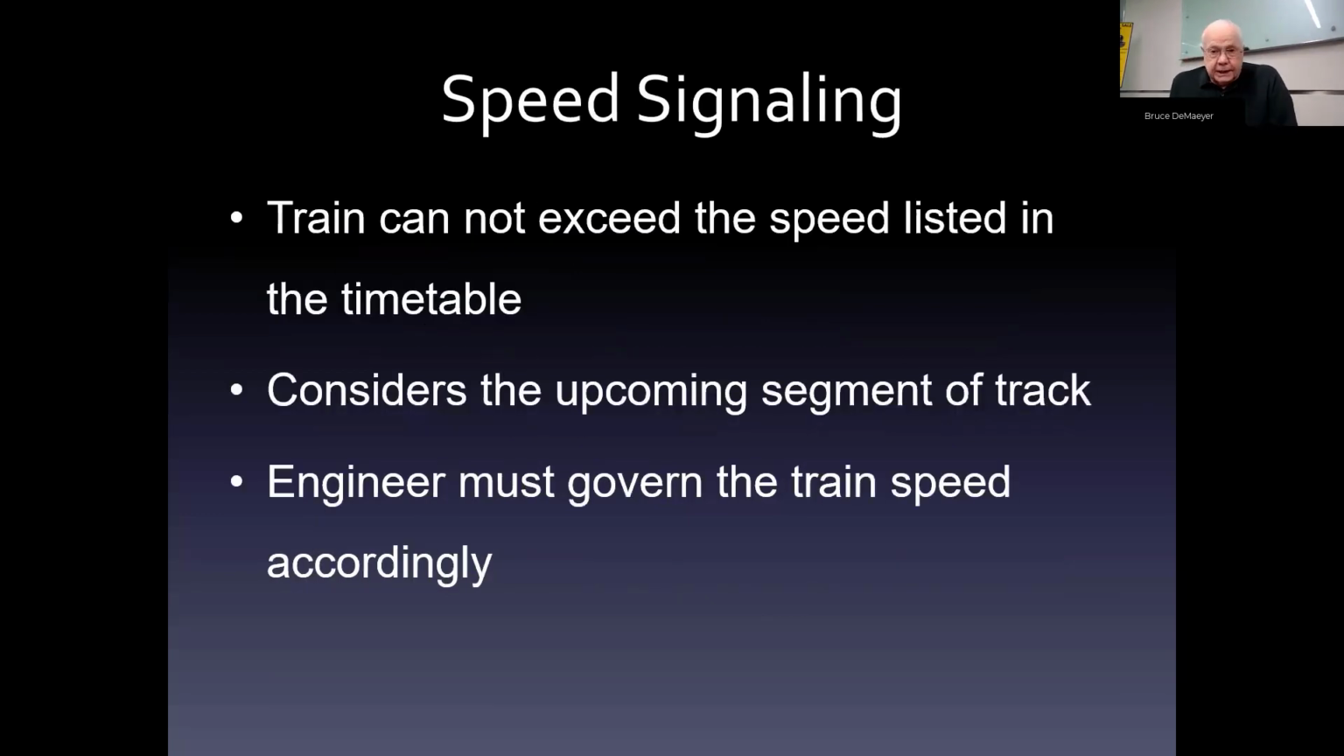In speed signaling, remember, this is the one that's out in the wild area. Trains generally cannot exceed the speed listed in the timetable. It considers the upcoming segment of track, the next set of track that's within the block in front of the train, and the engineer must govern the train speed accordingly.